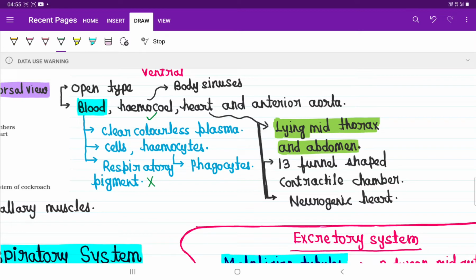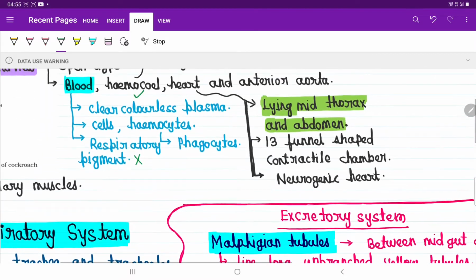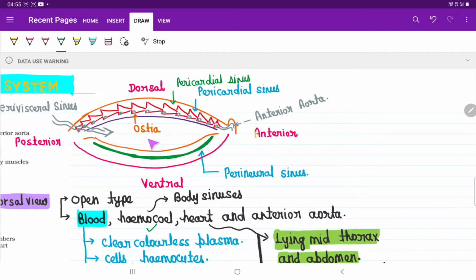There are 13 funnel shaped chambers present in the heart. All these chambers can contract, and they receive blood from the ostia. The ostia are fine openings present on both sides, left and right, laterally. So from the perivisceral sinus, the hemolymph enters the heart through the ostia. And then that blood will flow only from posterior to anterior, from one funnel shaped chamber to the next.